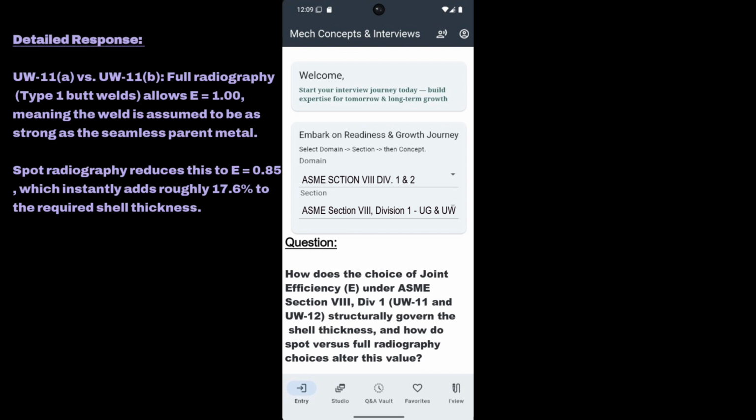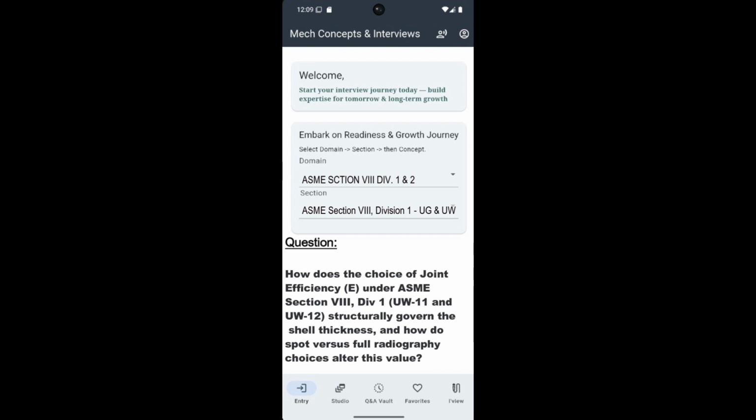Well, under UW11A versus UW11B, full radiography on Type 1 fully welded butt joints gives you that E of 1.00. If you drop down to spot radiography, the penalty reduces your efficiency to an E of 0.85. So a 15% hit to allowable stress. All right. And mathematically, that single administrative decision instantly forces you to add roughly 17.6% to your required shell thickness. If you perform no radiography at all on that joint, your E drops to 0.70. That's a massive drop. It is a direct, brutal trade-off. A lower joint efficiency directly forces you to buy, roll, and weld a much thicker, heavier vessel.